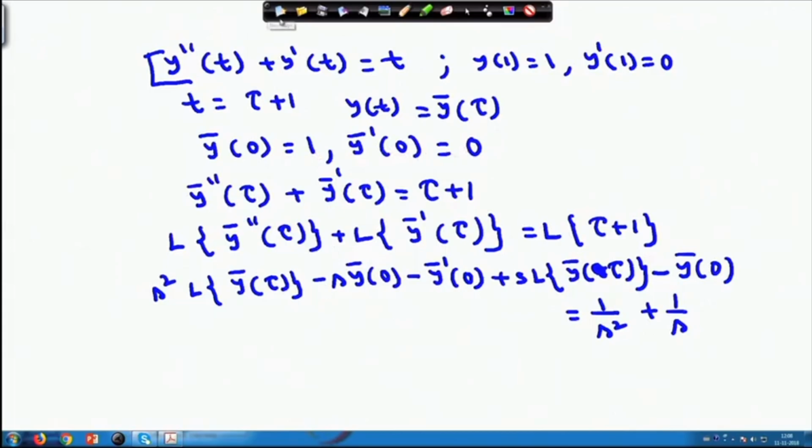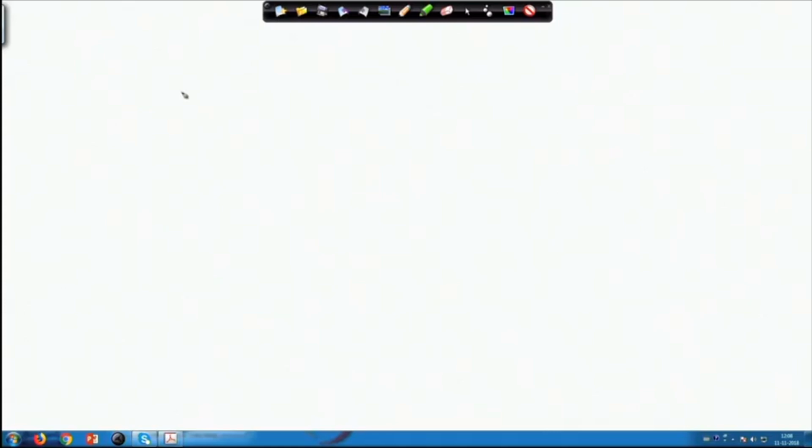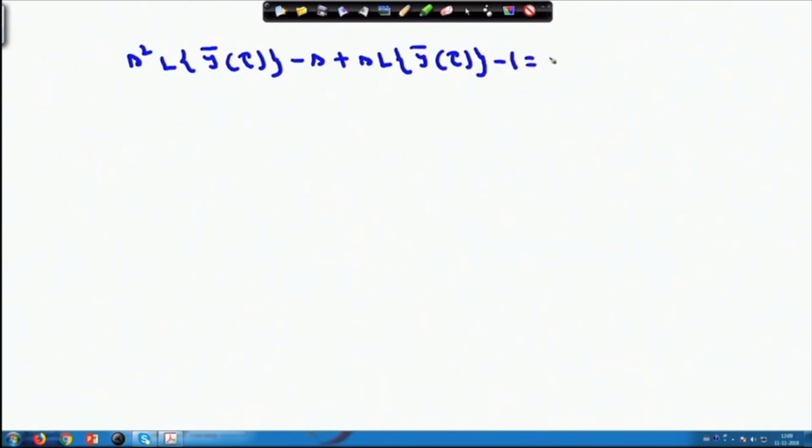So, on this equation, by substituting, I will obtain s square into the Laplace transform of y bar tau, minus s, plus s into the Laplace transform of y bar tau, minus 1. This equals 1 by s plus 1 plus s by s square. Let me write it clearly: 1 plus s by s square. This I am getting. So from here I can now find the Laplace transform of y bar tau.